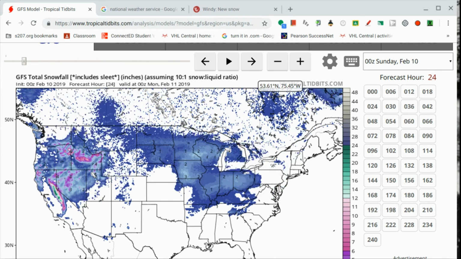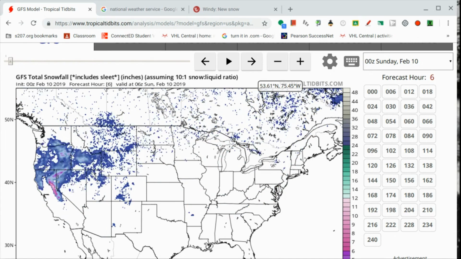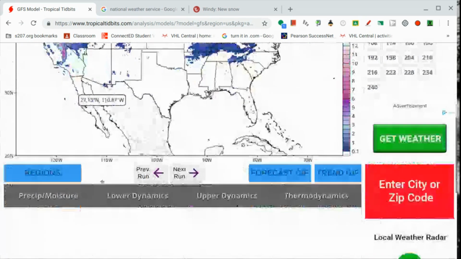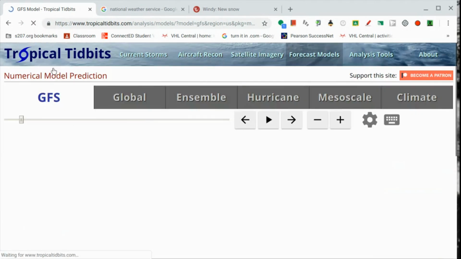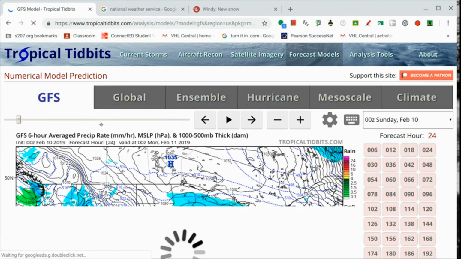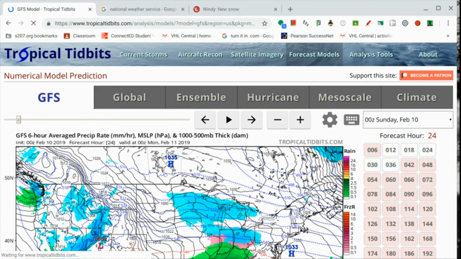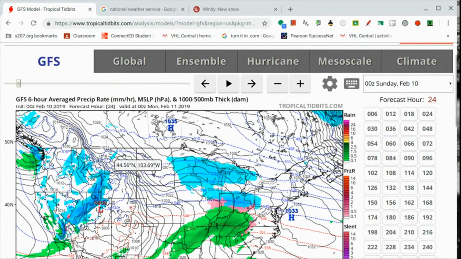So right now, we're looking at the GFS snowfall totals, and let's actually start off with first the MSLP precip rain / frozen. MSLP stands for mean surface level pressure, and that basically tells you where the pressure will set up and what the pressure reading will be, and that tells us where the highs and the lows, the troughs and the ridges set up.